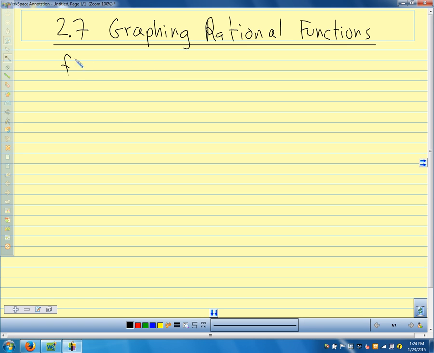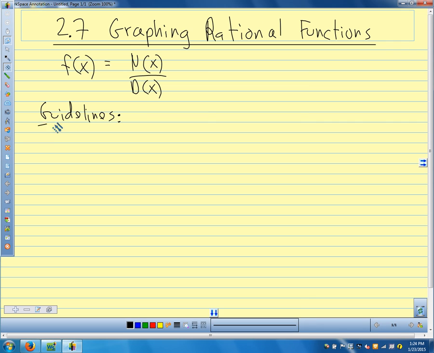So, our rational function, n of x, the numerator, over d of x, the denominator, where n of x and d of x are polynomials. We're going to list some guidelines, and then we'll go through some examples. The guidelines are just what we need to do to help us sketch the graph of a rational function. First, and we don't have to go in this order, this is just how I happen to write them down.